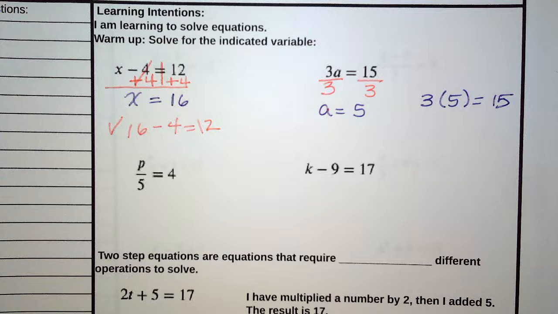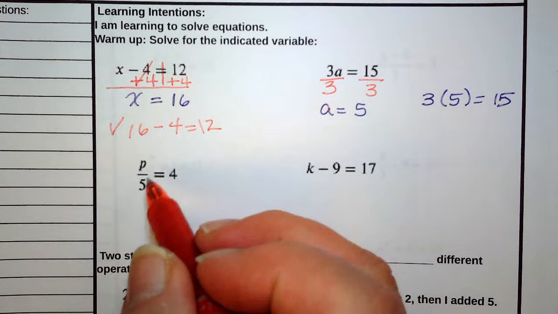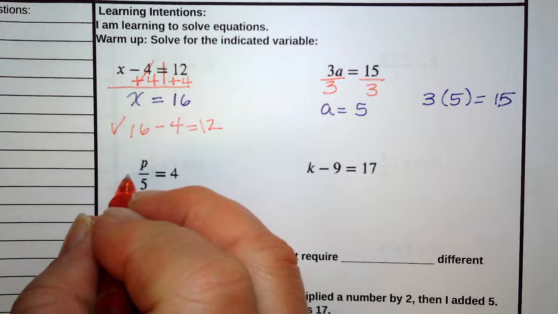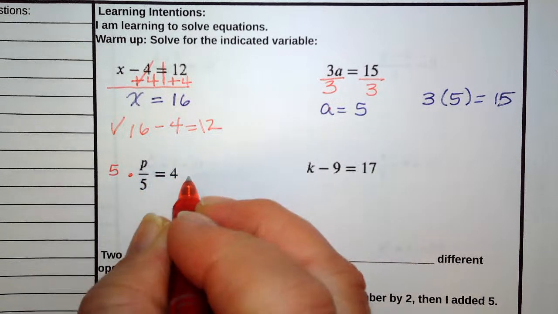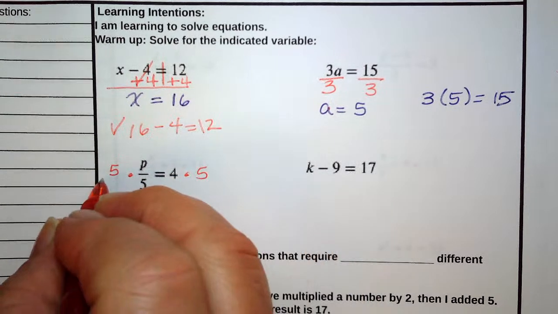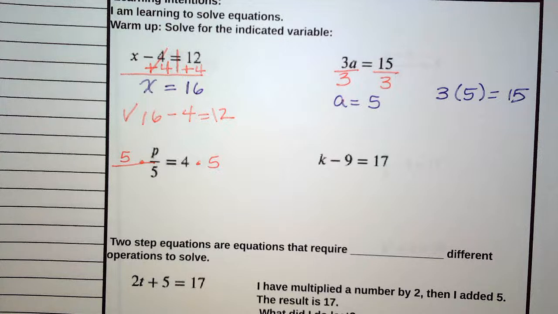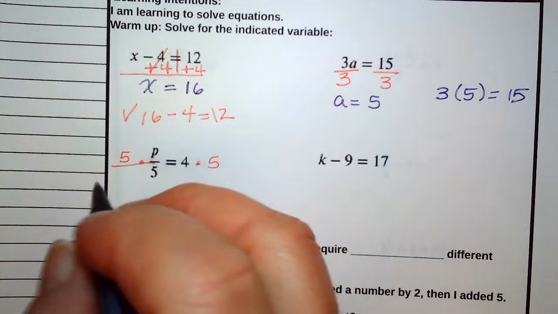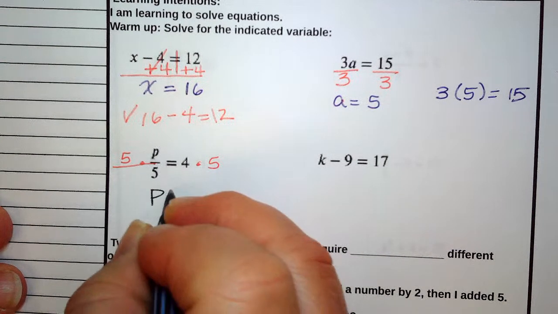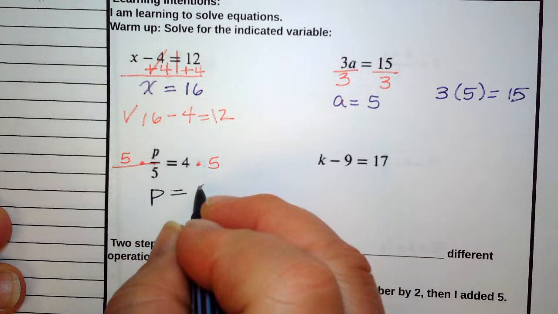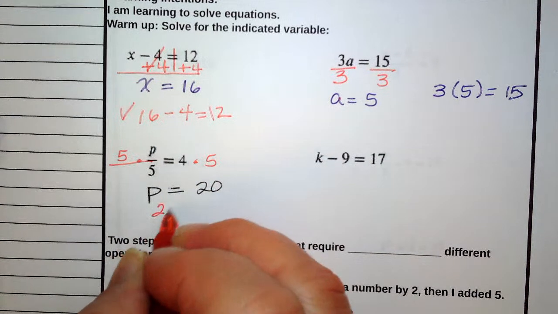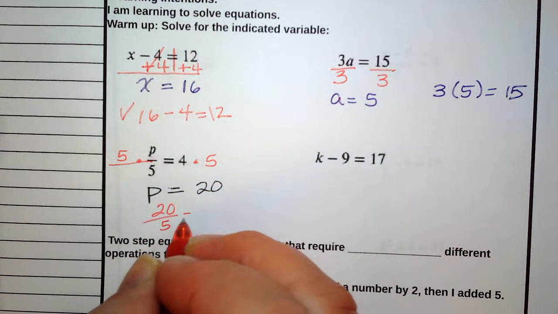Okay, when I come down here, p divided by 5. This is division. The opposite is multiplication. If I'm looking at this, 5 divided by 5 is 1. So that leaves me with p. P is equal to 4 times 5 is 20. To do my check, 20 divided by 5 is equal to 4.